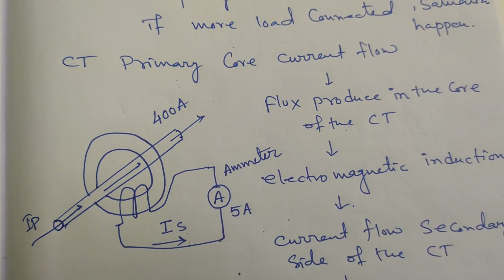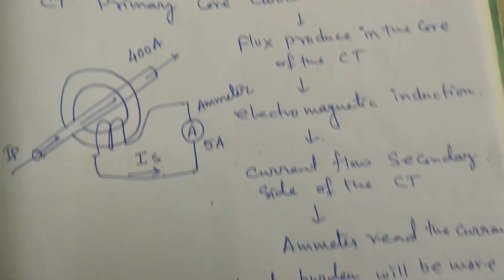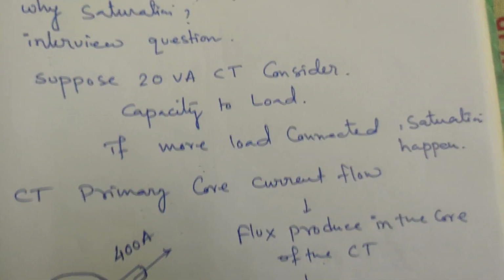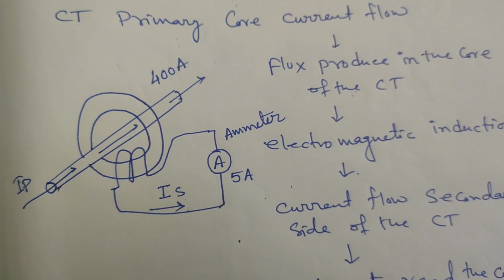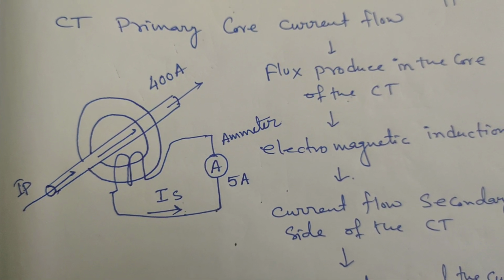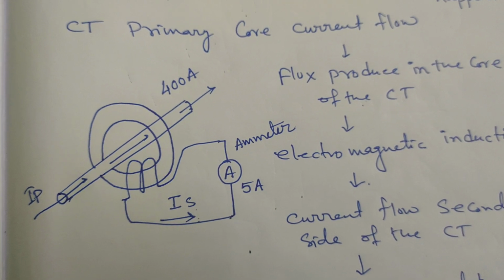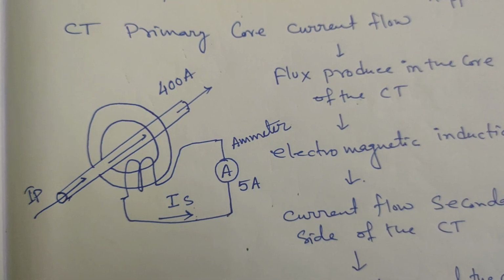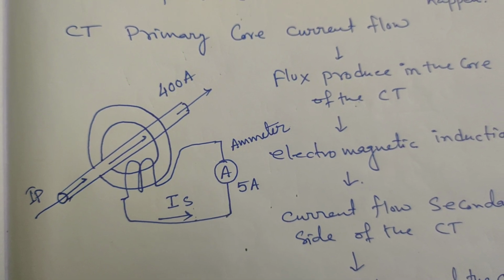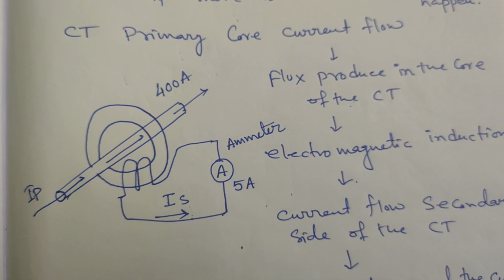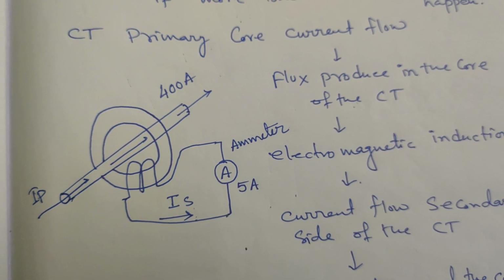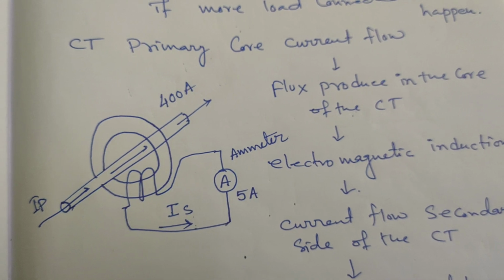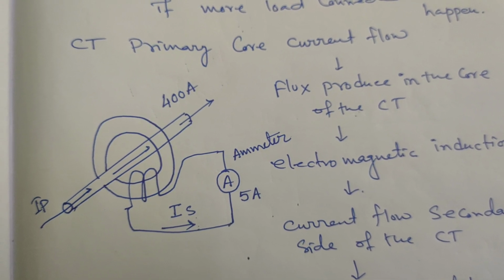Improper sizing also contributes to saturation. Improper sizing means if the CT is not properly sized for the expected fault current, saturation is more likely to occur. Core material: the type and quality of the core material also influence the saturation point. Materials with higher permeability can saturate more easily.